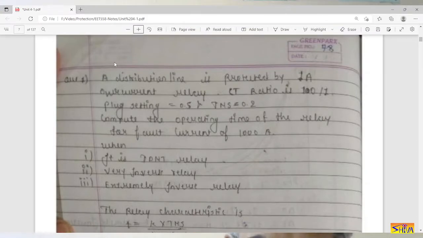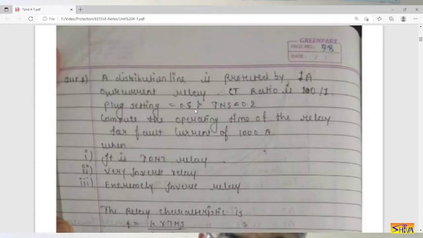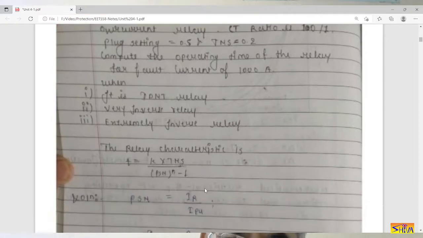So let us start with the numerical. A distribution line is protected by a 1 ampere over current relay. CT ratio is 100 by 1. Plug setting is 0.5. Time multiplier setting is 0.2. Compute the operating time of the relay for a fault current of 1000 ampere, when the first case is IDMT relay, the second case is very inverse relay, and the third case is extremely inverse relay. So this is the basic equation. Let us go for the solution.